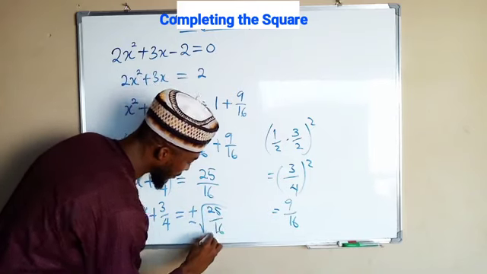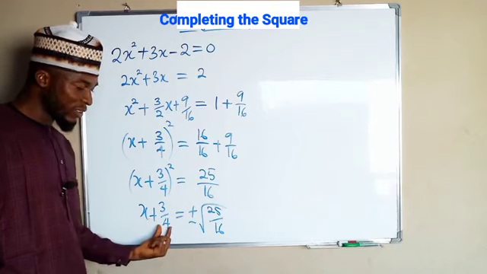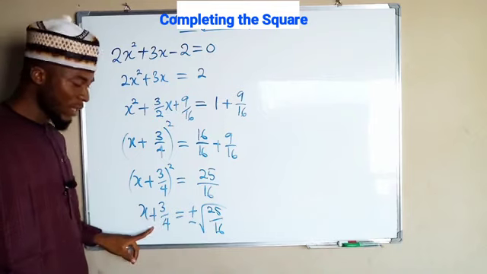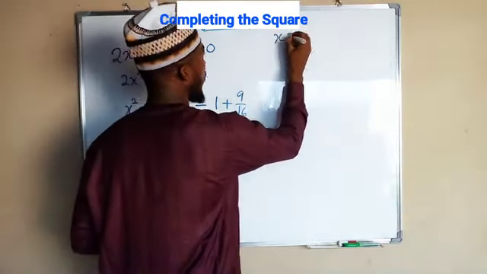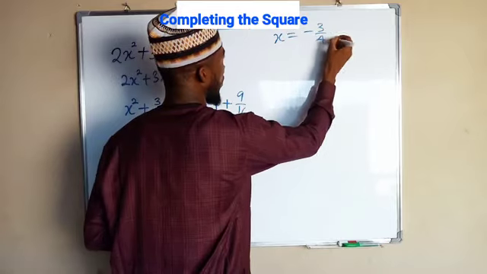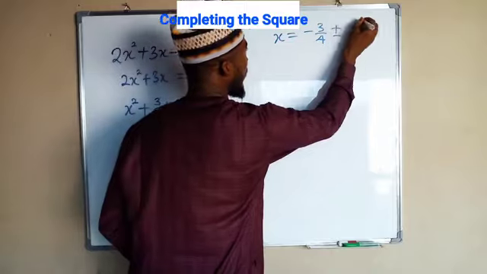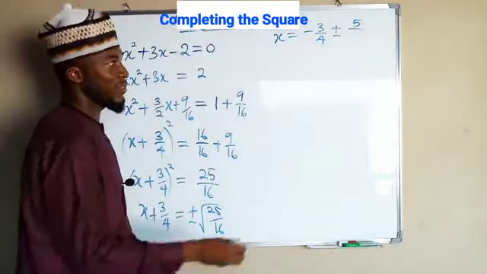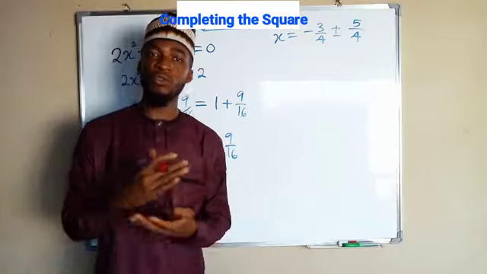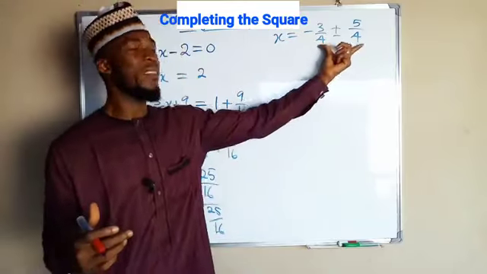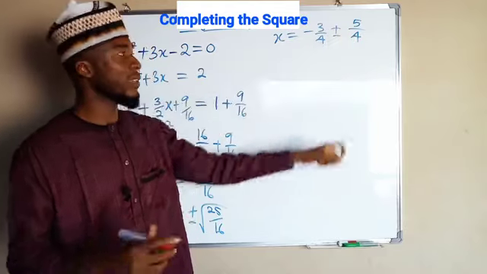So we have the square root of 25 over 16. Since we are only interested in knowing x, we are going to take this term to the right hand side. It is positive here, and once it crosses over, it becomes negative. So we have x equal to negative 3 over 4 plus or minus. The square root of 25 is 5, and the square root of 16 is 4. A quadratic equation naturally has two roots, so we are going to split this into two, using first the positive sign and second the negative sign.